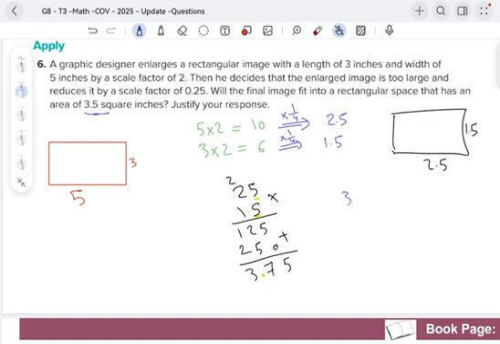3.75 is bigger than 3.5, bigger than the available space. So the answer, no, it will not fit. The answer, no, it will not fit on the wall.